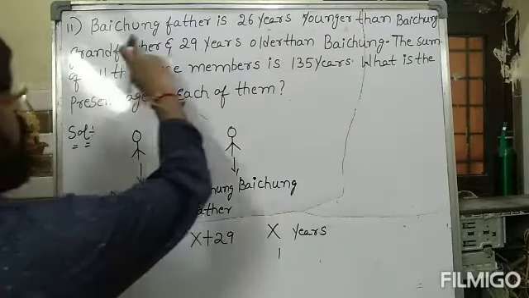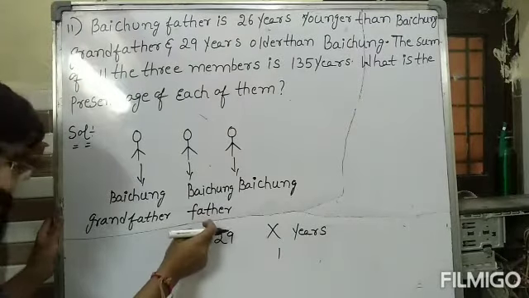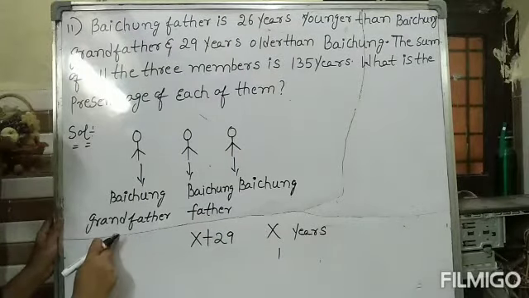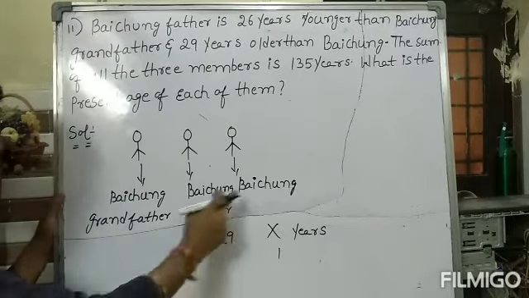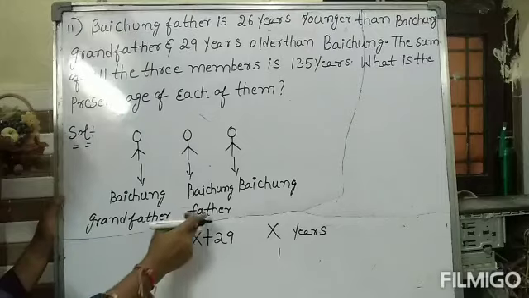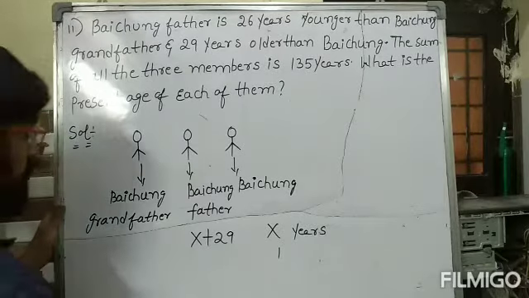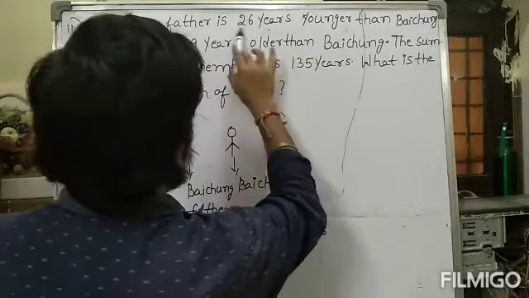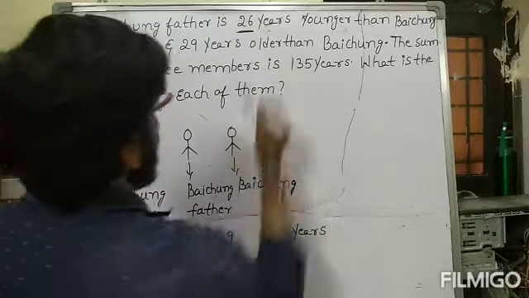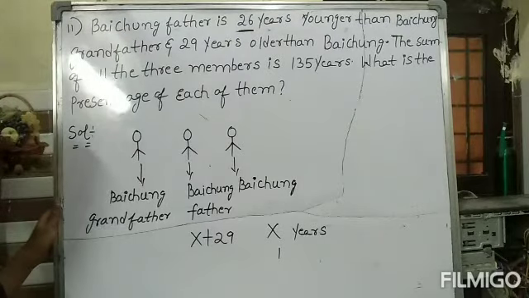And Baichong's father is 26 years younger than Baichong's grandfather. Younger means he is smaller than his own father. Here are Baichong's father and Baichong's grandfather. How many years younger? 26 years.